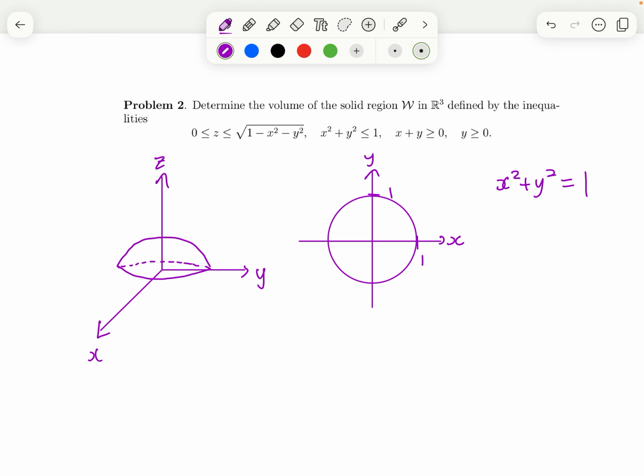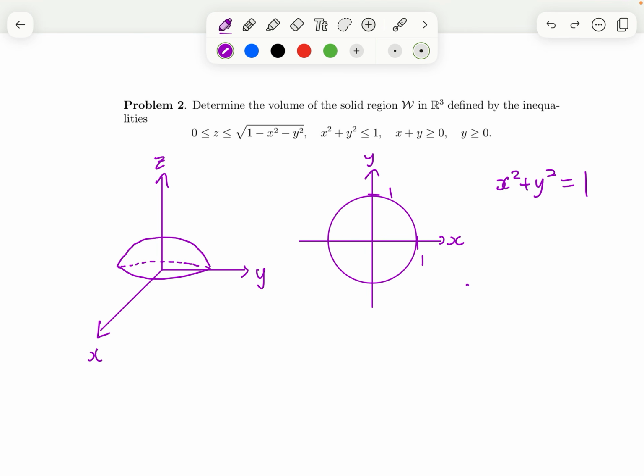What's happening here is we're essentially looking from the point of view of the z-axis. Let's say our eyes are here and we're looking down upon the z-axis, and this is what it looks like from the top. So we have a little circle here, and we are looking from this perspective. What we're trying to determine right now is the region. It says that x squared plus y squared has to be less than or equal to 1, so that means it has to be somewhere inside this circle.